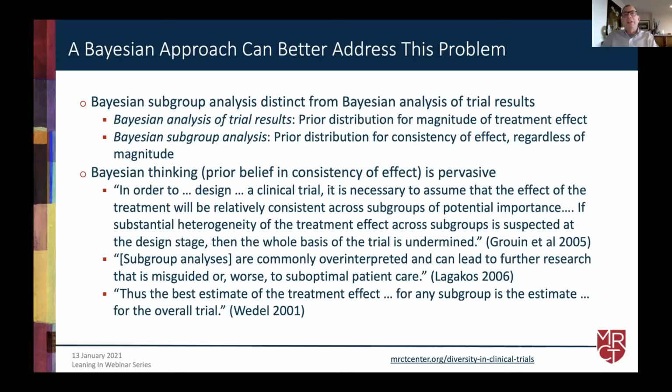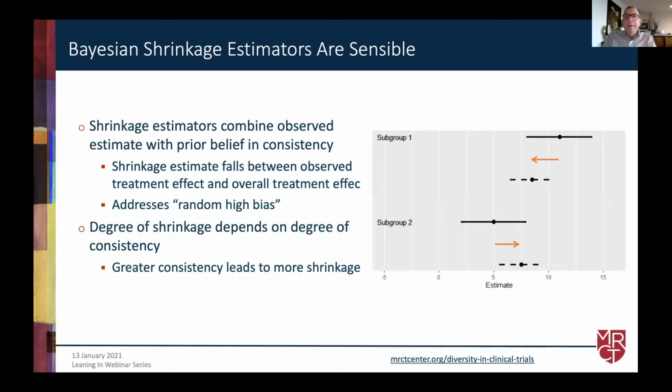Okay, so next slide, just to give a quick illustration of what these Bayesian shrinkage estimators do. They look at the observed results, and let's say I have two hypothetical subgroups that are shown with confidence intervals with the solid black line, and then they shrink the results, that is, pull them towards the overall result. The dashed lines represent confidence intervals after applying a shrinkage estimator, where the orange arrows show how the estimates move closer to each other.